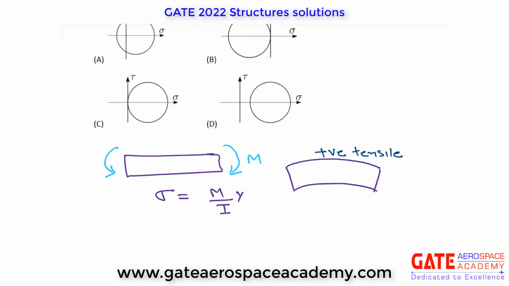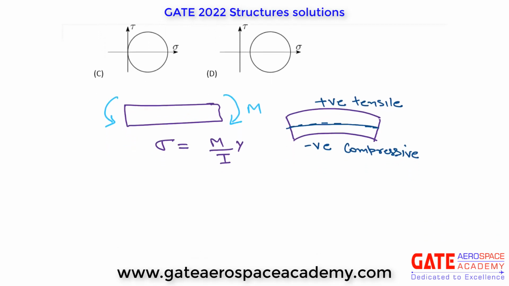On the bottom fiber it will be compressive, negative compressive stress, right? And on the neutral plane, let's say this, there will be no stress. Now let's talk about the fiber which is above the neutral axis, right? This neutral axis, above this neutral axis.